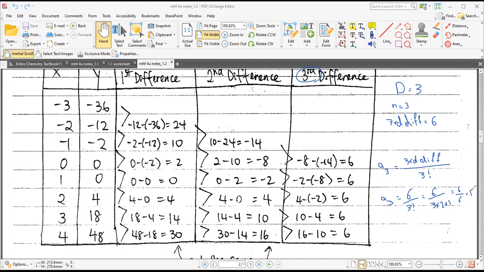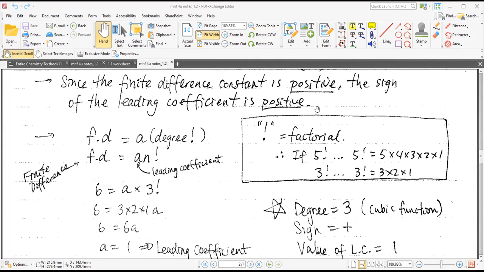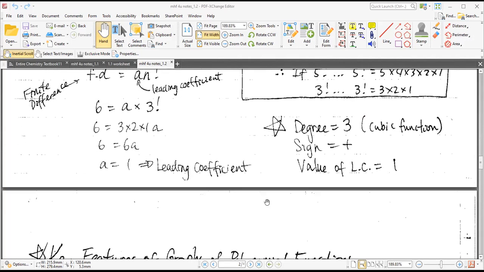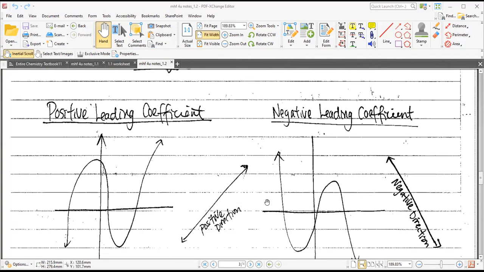The leading coefficient is positive. See, the leading coefficient and the third difference have the same sign. If the third difference is positive, then the leading coefficient is going to be positive. Okay, so this is more information. You can look at that: key features of the graph of a polynomial function.